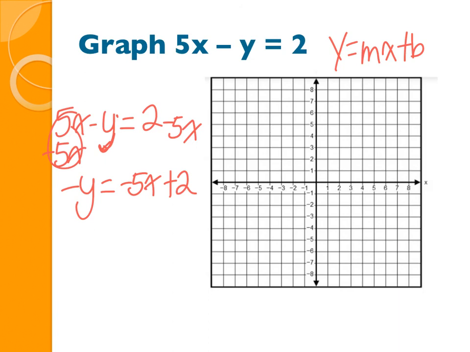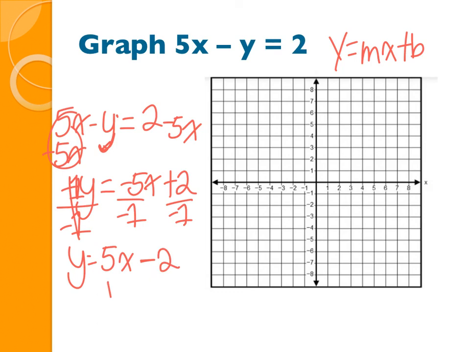Okay, I need the y by itself. It's like a negative 1 here. So I'm going to divide everything by negative 1. Negative 1 divided by negative 1 is 1. So y equals negative 5 divided by negative 1 equals positive 5x. 2 divided by negative 1 is negative 2. So my b is negative 2, and my slope is 5, and I need to have a run, so it's going to be 5 over 1.